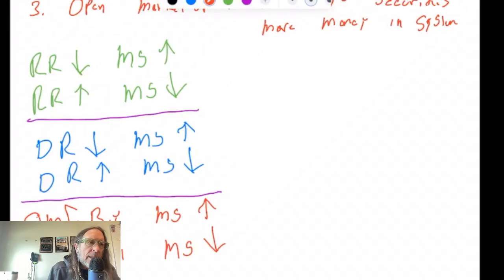For now, just understand how we're changing the money supply, because that's what this is about, how the banking system can change the money supply.